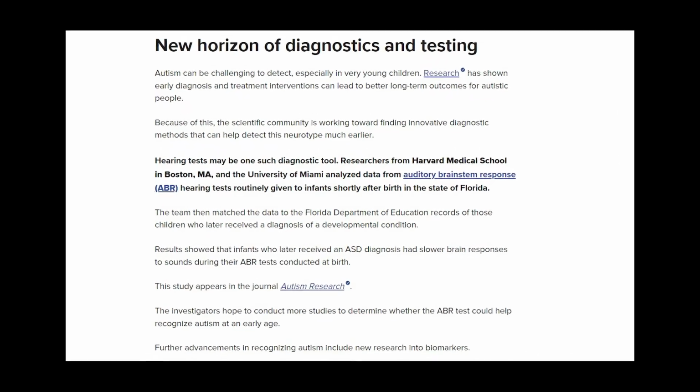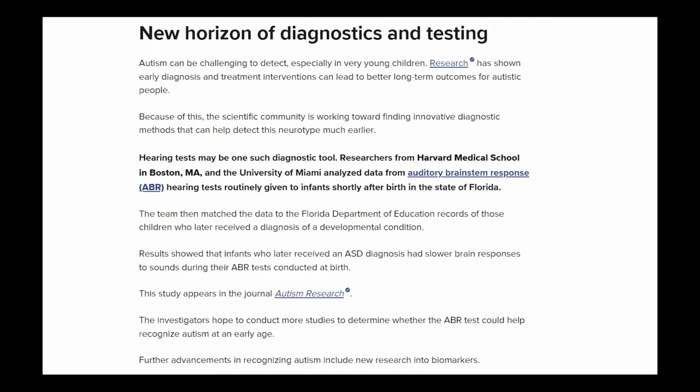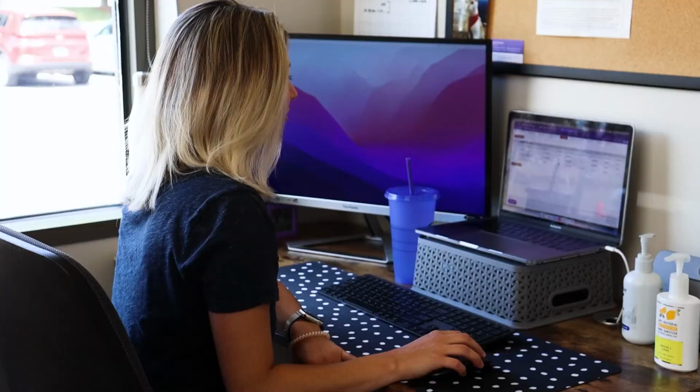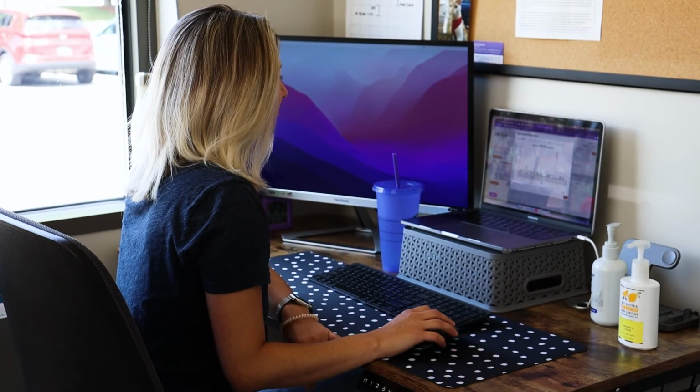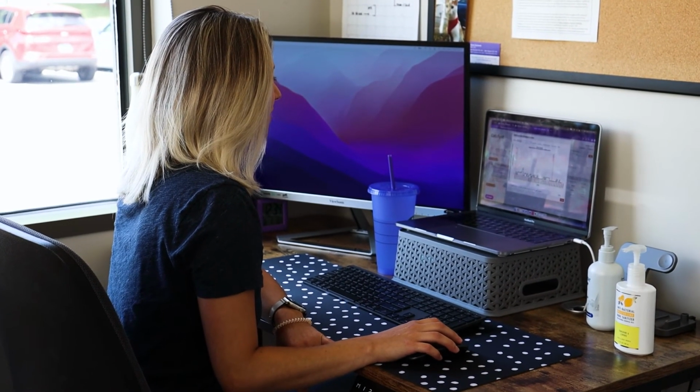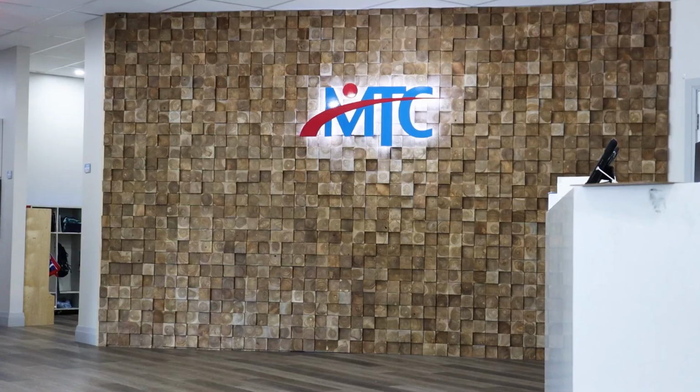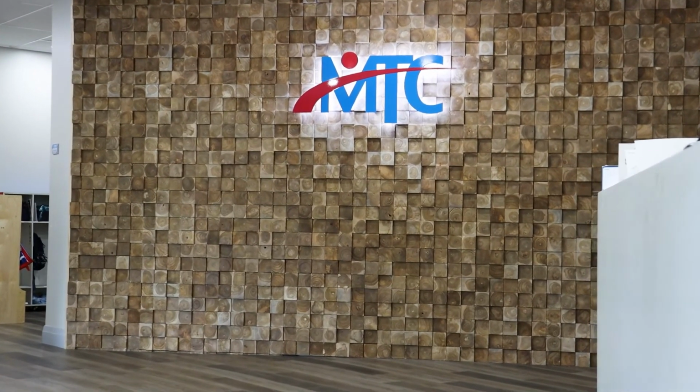Research into autism spectrum disorder continues to this day and will continue to shape treatments such as ABA therapy. At MTC, our BCBAs keep up to date on the most recent developments in modern research. As the sciences continue to improve, so will our ability to improve the quality of life for those affected by autism spectrum disorder.